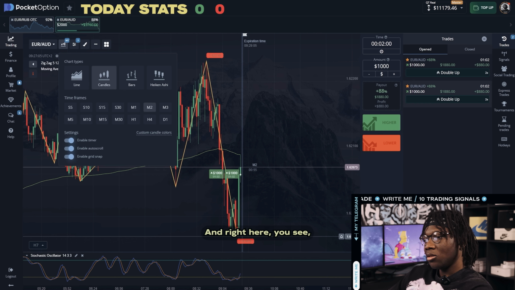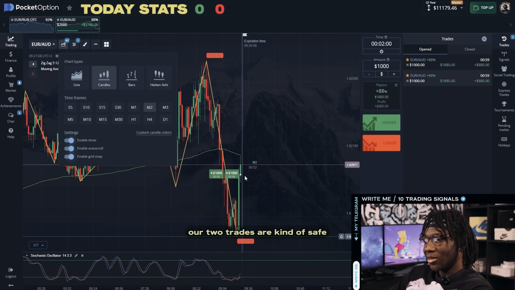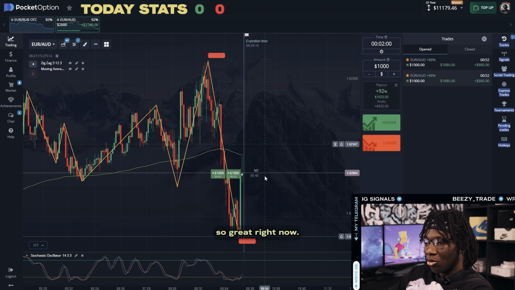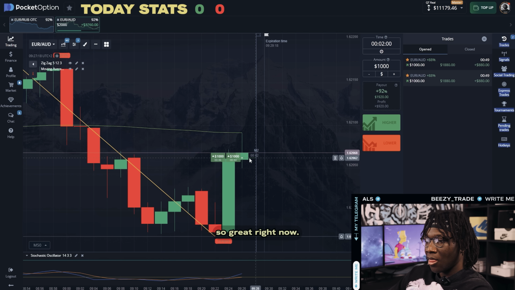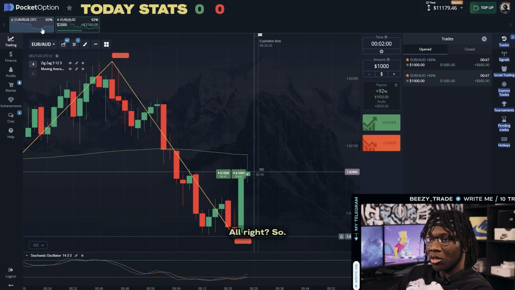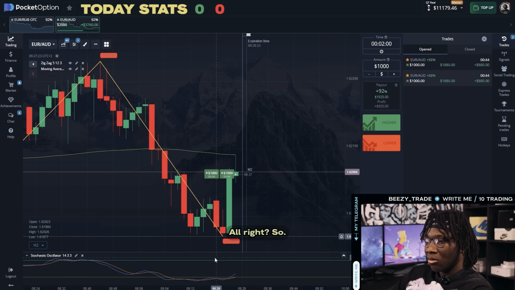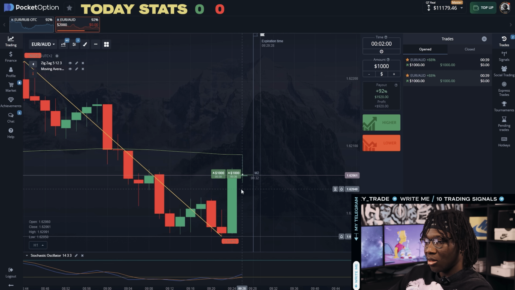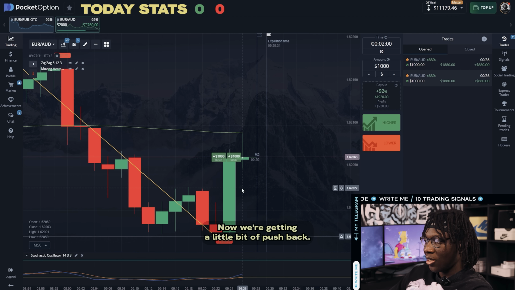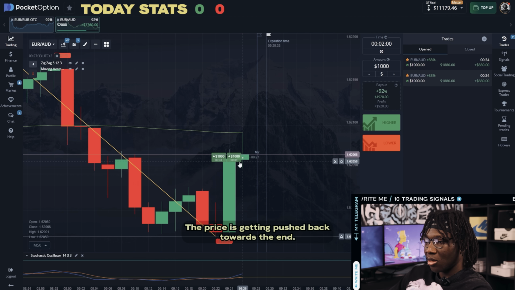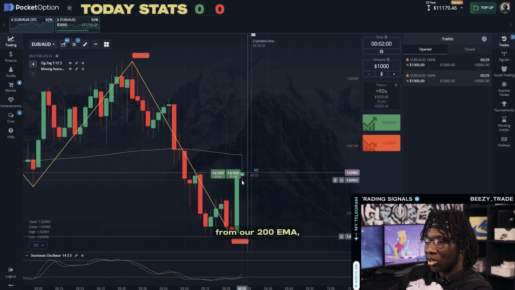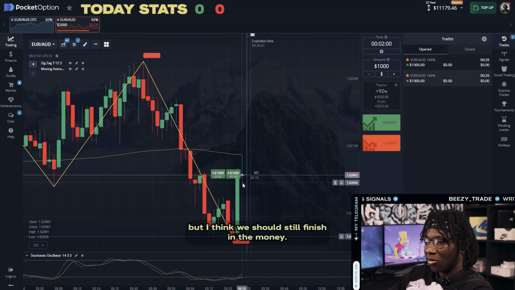And right here, we can see our two trades are kind of safe and everything is looking great. So, it's not looking so great right now. Let's just get it off. All right, so right now we've got about 43 seconds left. Now we're getting a little bit of a pushback. The price is getting pushed back towards the end. Right now, we're a little bit farther from our 200 EMA, but I think we should still finish in the money.